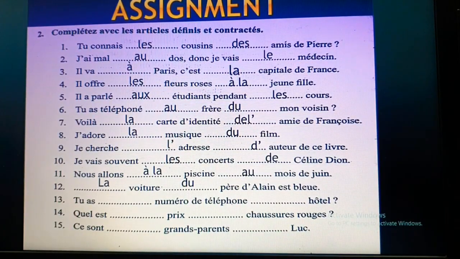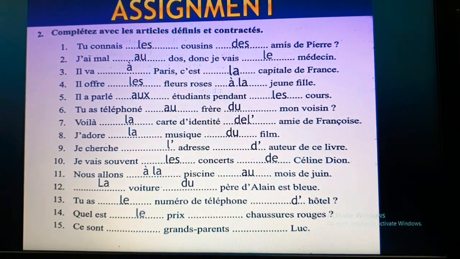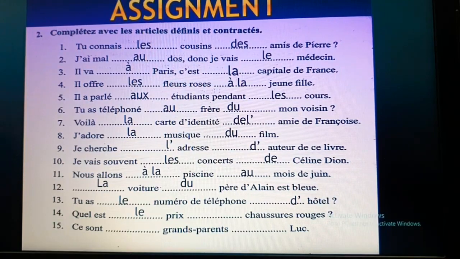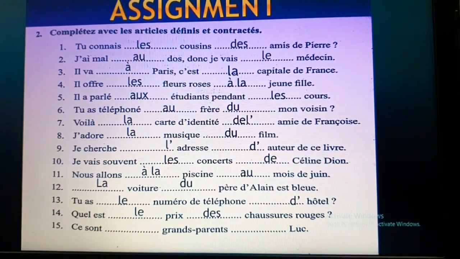Very good. Now tu as dash numéro de téléphone dash hôtel. Do you have? That's right, the telephone number of the hotel. Remember, H is a vowel, so we will have the apostrophe. Okay, what is dash price dash red shoes? Quel est dash prix dash chaussettes rouges? So, what is the price of the red shoes?